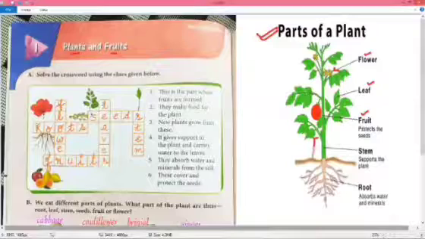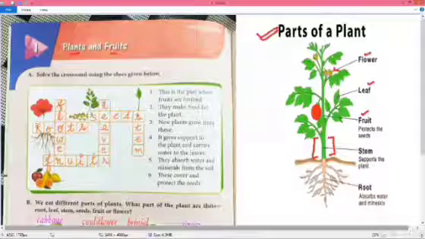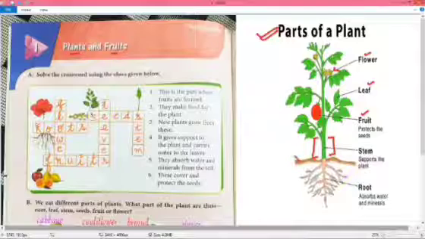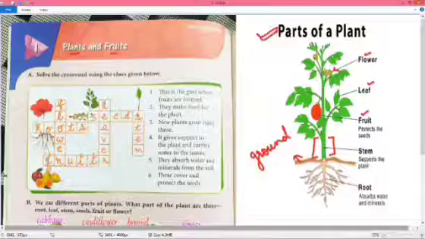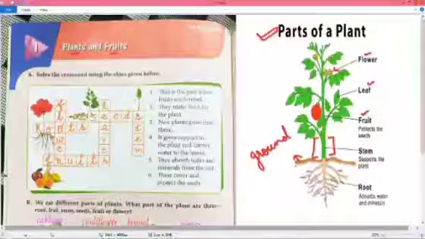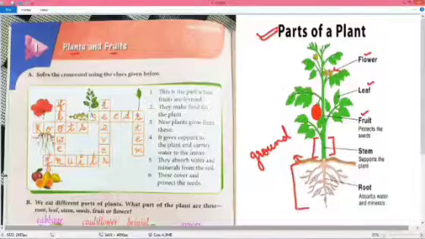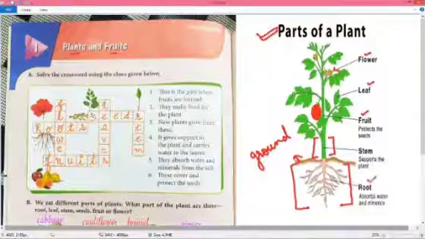This part here, this much here, is the stem of the plant and this part is always above the ground or soil. Then moving on to the next part, the part below the soil or under the ground. So here this portion is the root.